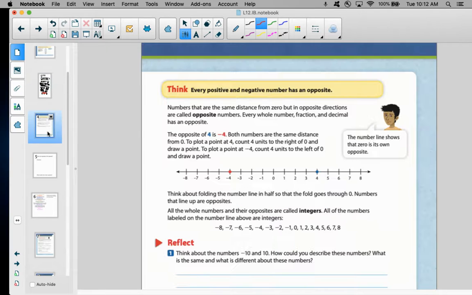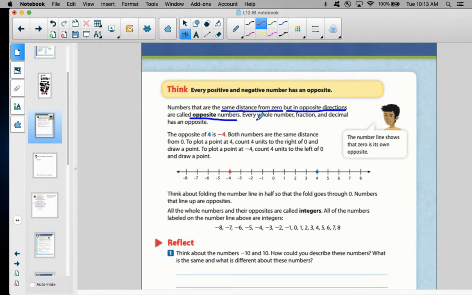The last thing that we're going to be learning today is that when they're the same distance from 0, like we were just talking about with positive and negative 3, but one is to the right and one is to the left, they're in opposite directions. So that's going to be a special vocabulary word called opposite numbers. Negative 3 and positive 3 are also called opposites and opposite numbers.